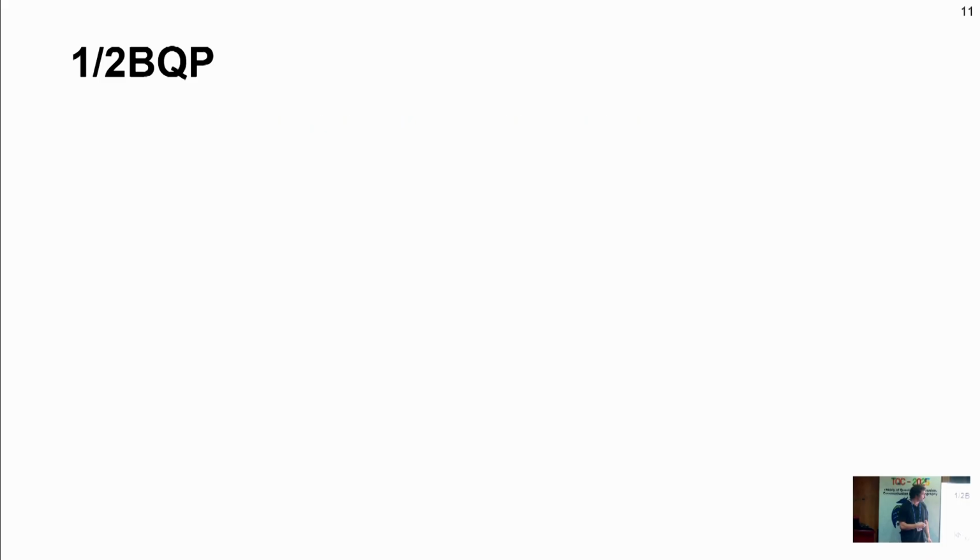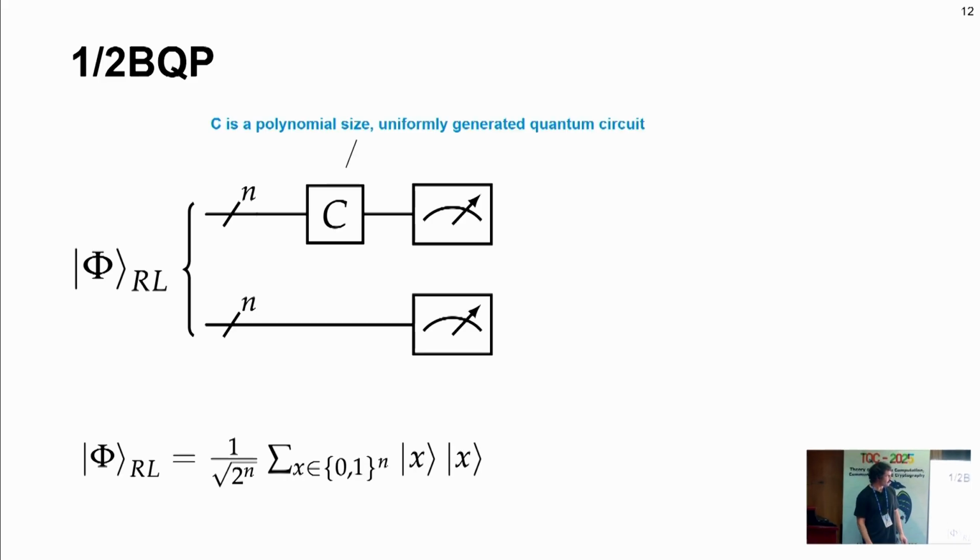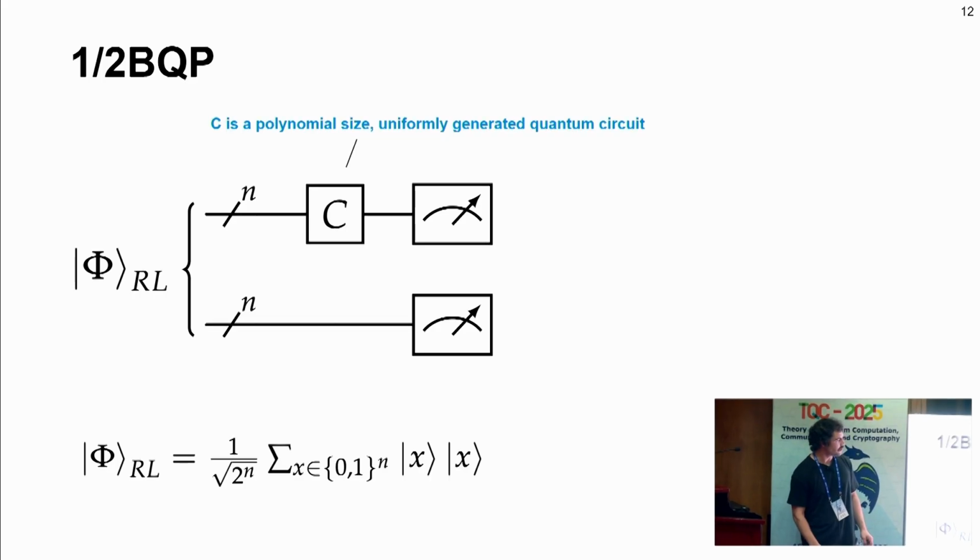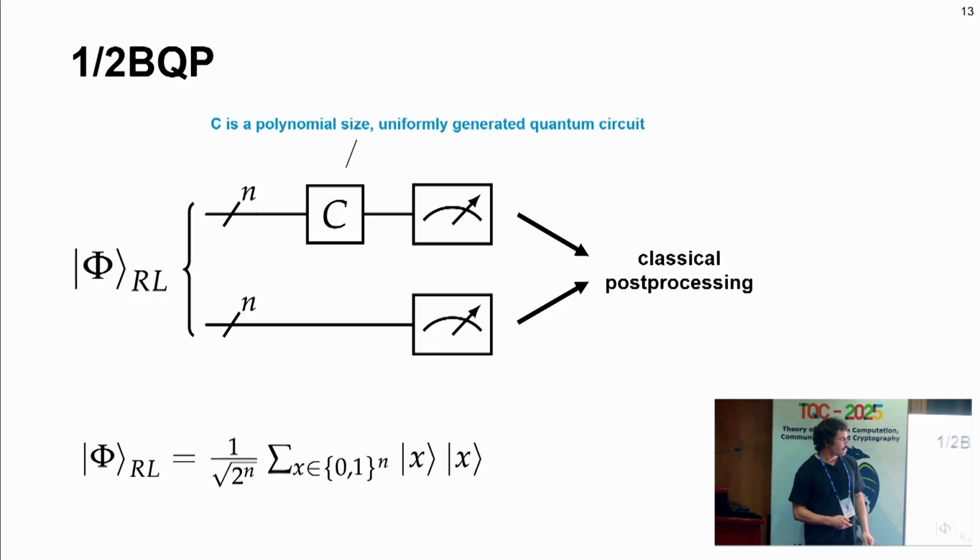So let's define the model. A HalfBQP circuit corresponds to computation on one half of a maximally entangled EPR state. So you have a left half and a right half, and you apply a quantum circuit to one half, and then you measure both halves at the end and apply classical post-processing. And then you get your output.